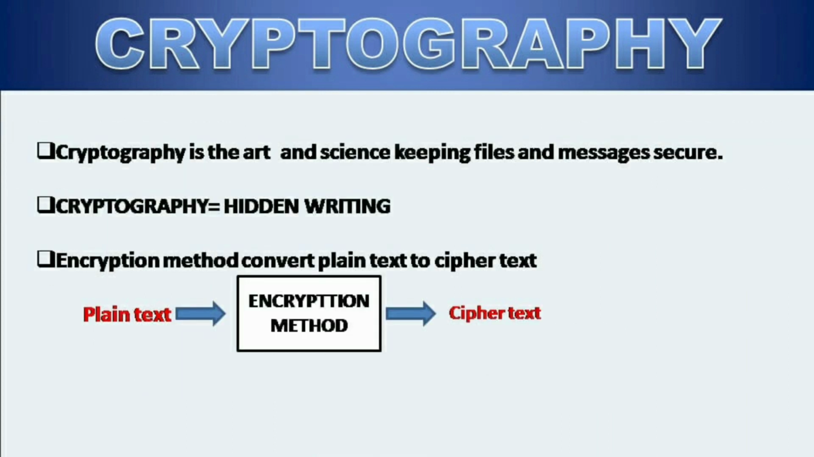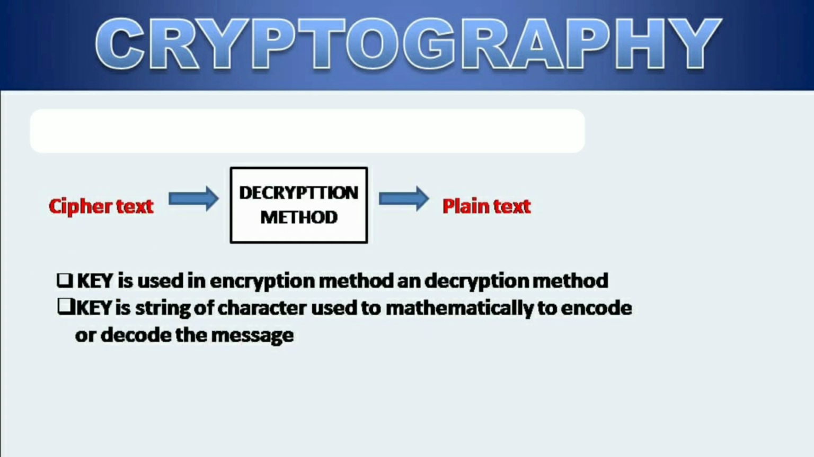So what is cryptography? Cryptography is the art and science of keeping files and messages secure. Cryptography means hidden writing. As explained earlier, the encryption method is a method which converts plain text to ciphertext. The decryption method converts ciphertext to plain text. In both cases, whether encryption or decryption, a key is used. A key is a string of characters used to mathematically encode or decode a message.